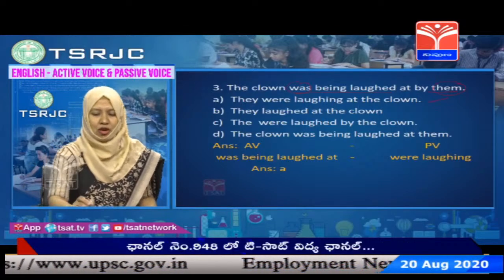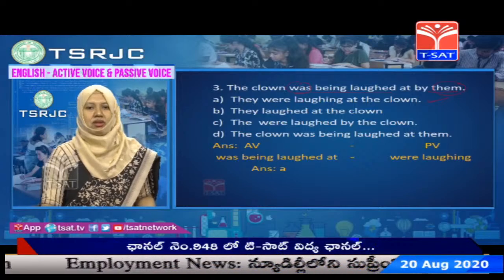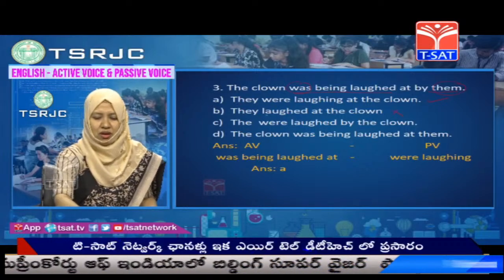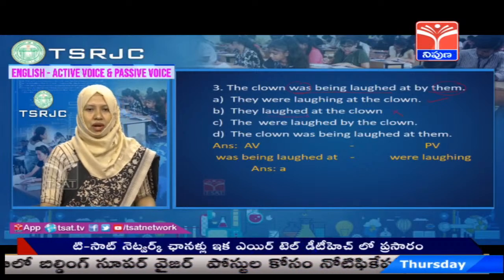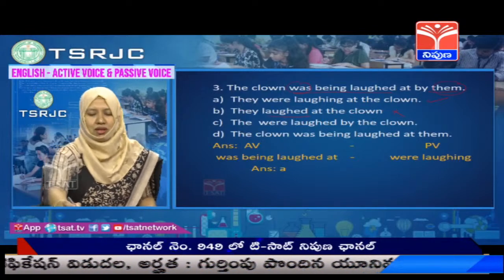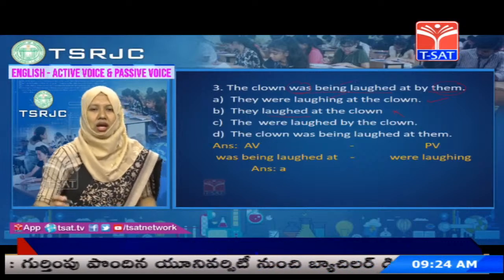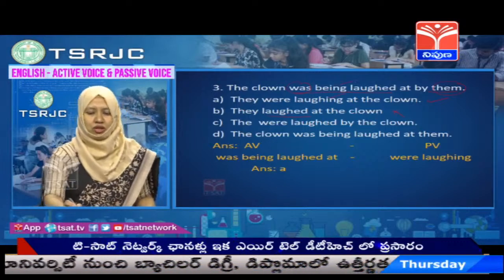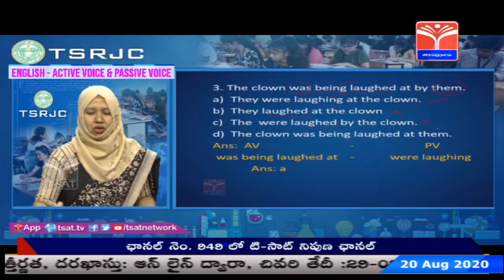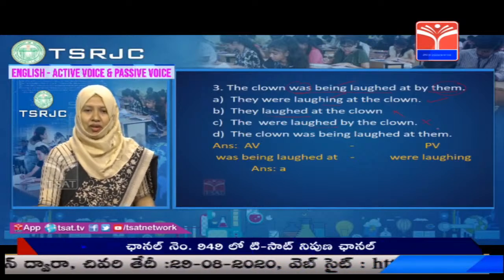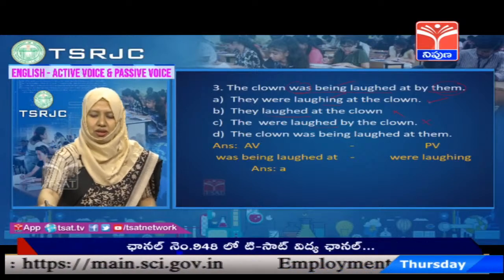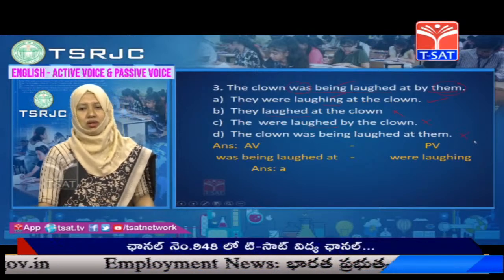If you read the sentence, other options, they laughed at the clown, that is wrong, because here past form is used, only simple past. They were laughed by the clown also is wrong, because here you see ed form. In passive form also the answer should be in ing form. So, these 2 options are wrong. The clown was being laughed at them. The clown was not laughing, they were laughing at the clown. So, here this is the correct. All these 3 options are wrong.